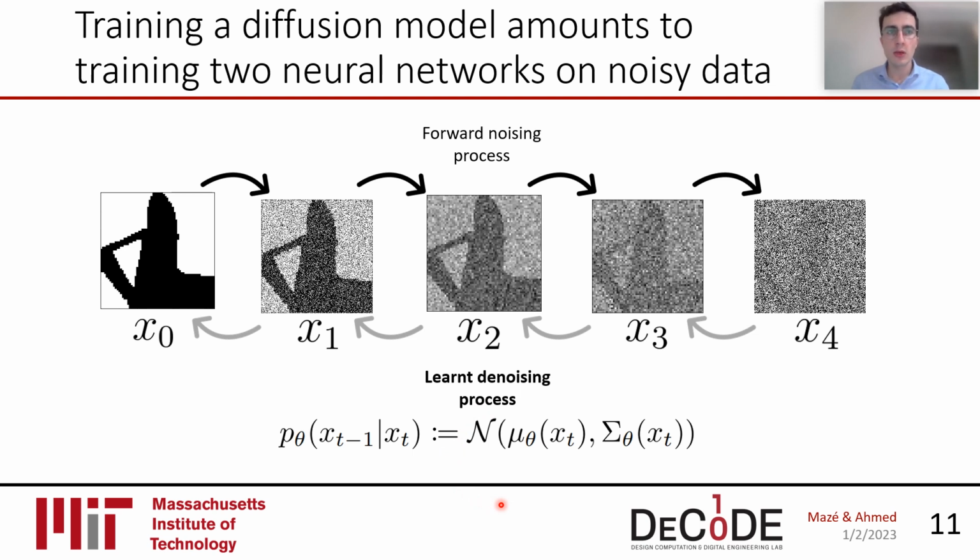Training a diffusion model thus amounts to training two neural networks on noisy data, one predicting the mean of the denoising Gaussian distribution, and one representing the variance of the denoising Gaussian distribution. Note that these neural networks need to work on all levels of noise. To generate a new image, you then just need to sample from the predicted denoising distribution at every step of the process. Now, this is the general principle of diffusion models, but how can we include conditional information like boundary conditions, loads, volume fraction within such a framework?